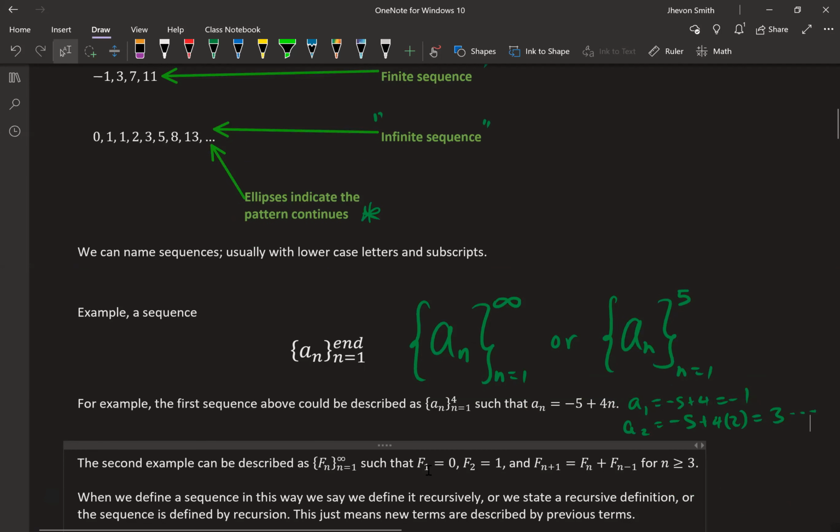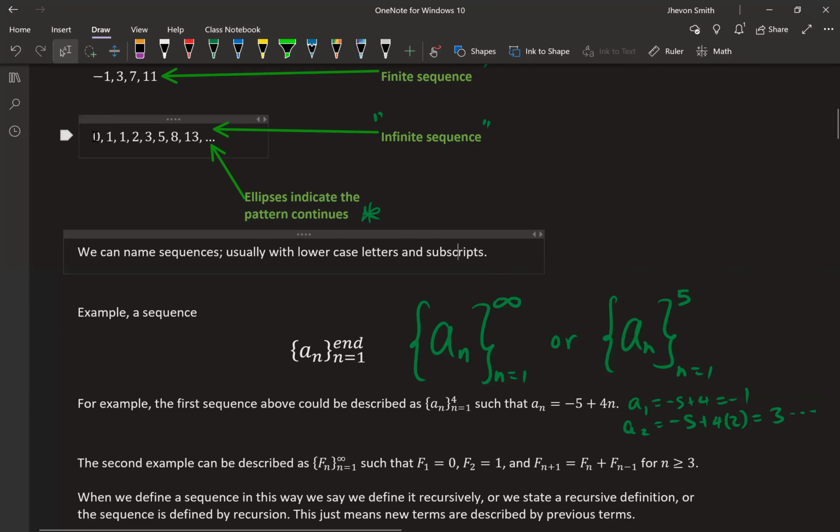This can be defined, as we call it, recursively. A recursive definition is just a sequence where you're told the first few values, and then all new values are defined in terms of the previous values. So the Fibonacci sequence, for example, you can define by telling someone the first two terms, and then telling them that to get all future terms, just add the previous two terms.